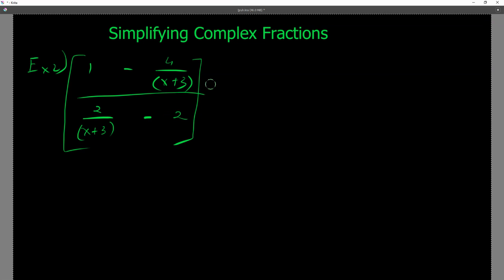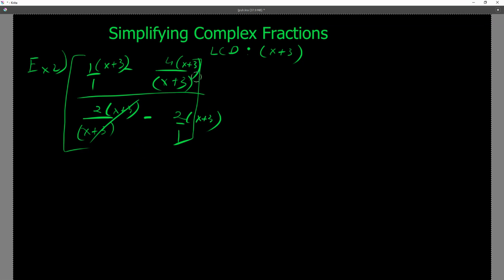All right, let's do the LCD. Okay, this one has a 1. This one has a 1. And this one has an x plus 3 and x plus 3. So my LCD is just 1 times x plus 3, which is just x plus 3. So I take that and I multiply it to each of them, times x plus 3, times x plus 3. So these cancel out. You see, it gets rid of the denominator.